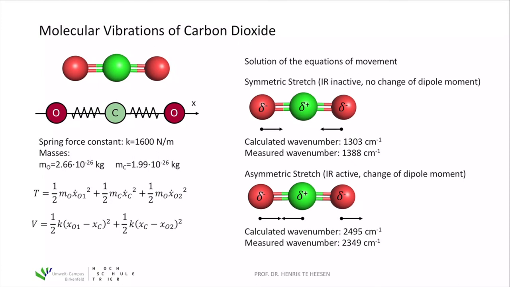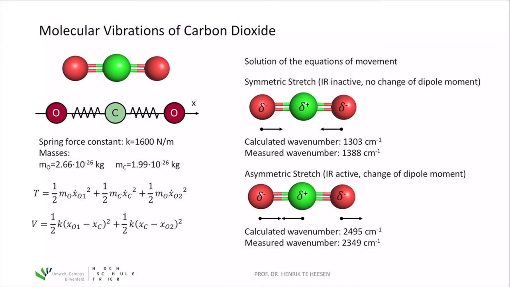What we also need is, of course, the masses of both atoms. The mass of the carbon atom is 1.99 times 10 to the minus 26 kilograms, and the oxygen is slightly heavier with a mass of 2.66 times 10 to the minus 26 kilograms, coming from the number of protons and neutrons in the nucleus.